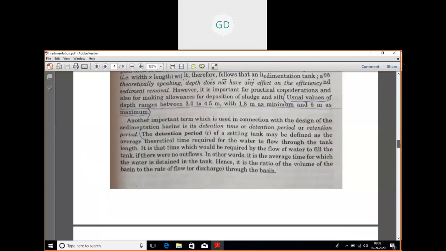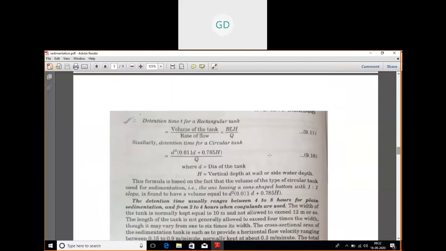Next, you write down this formula. This is the formula for detention time, as we have already learned about detention period. It is the formula for a rectangular tank. I have shown you the image of a rectangular tank and also that of a circular tank. So you write down the formula up to here.